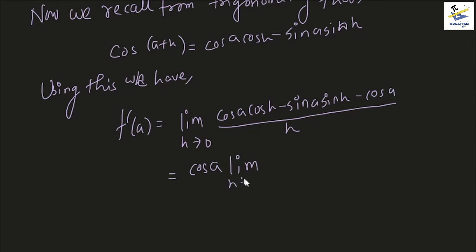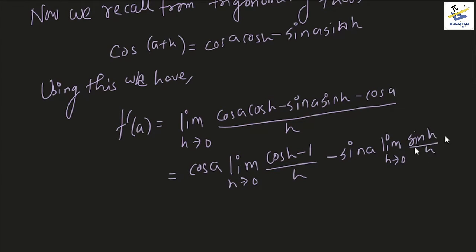Take cos of a common, and we can write it as limit h tends to 0 of (cosine of h minus 1) by h, minus sine of a common, limit h tends to 0 of sine of h by h. As we know from the previous example, this limit is 0, so this is 0 minus sine of a into 1, because this limit is 1 as we have done in previous examples. So the answer becomes minus sine of a. Okay, so that's the derivative we were trying to find.